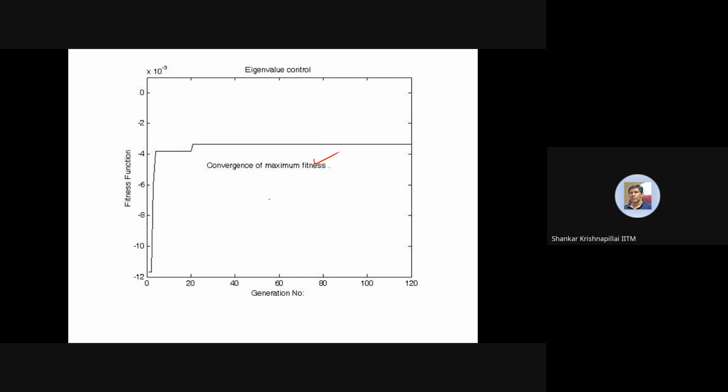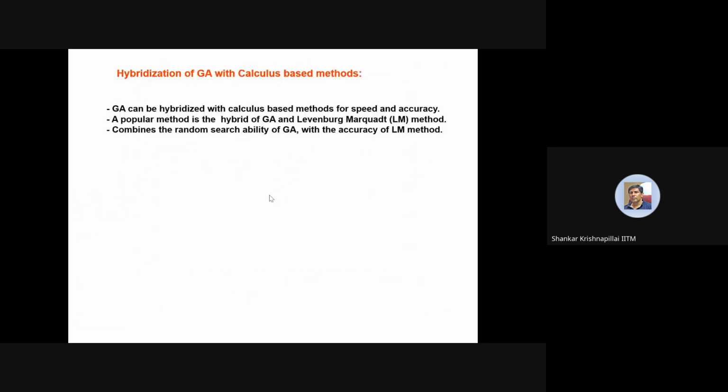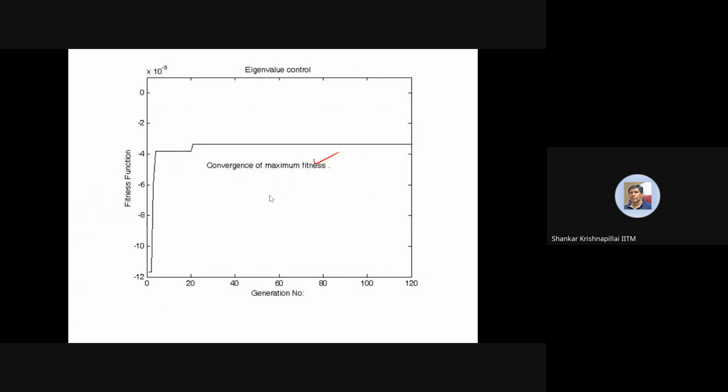Okay, we can stop here, and next class we'll start with the new topic, that is multi-objective optimization.